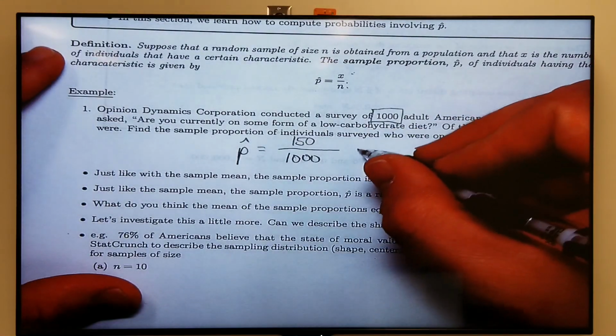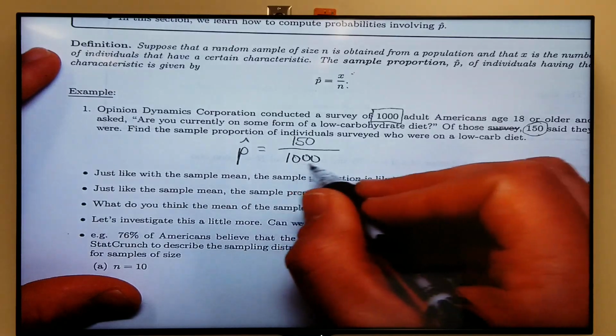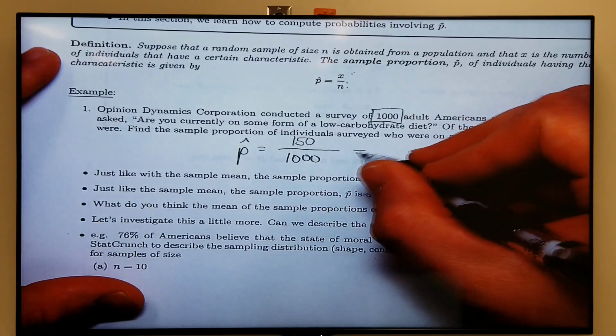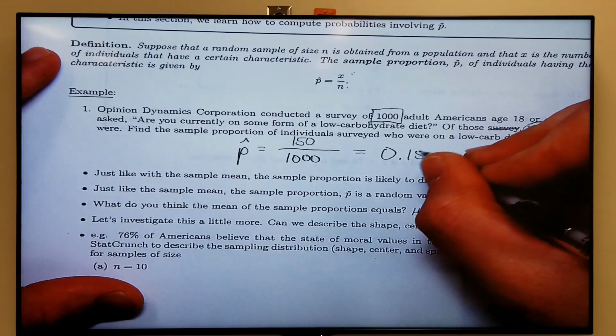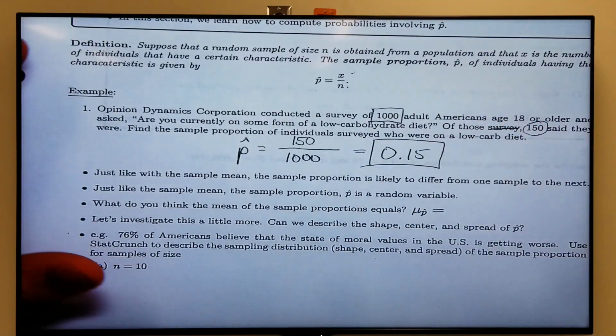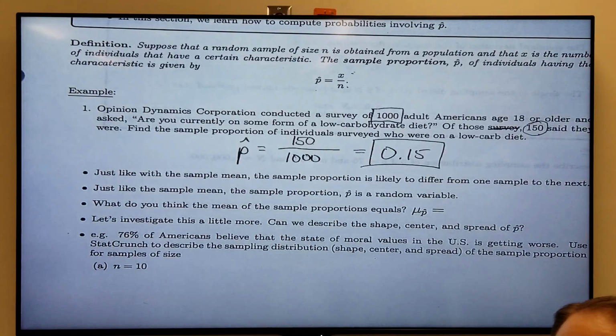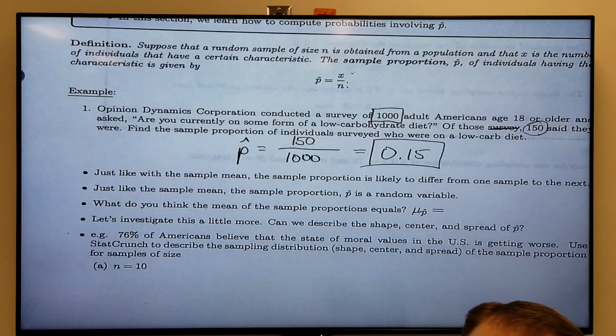Oh, we could do this in our heads, right? We just move the decimal 3 times to the left. If I move this 1, 2, 3 times, it's 0.15. So the sample proportion is 0.15, or in other words, 15%, right? 15% of the people in this particular survey are on a low carb diet. So that's the sample proportion.